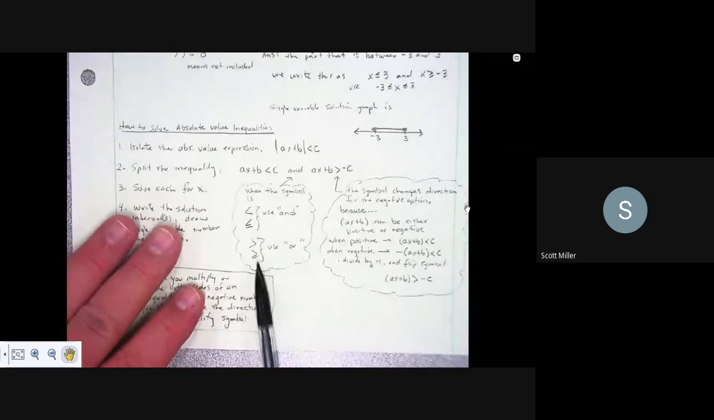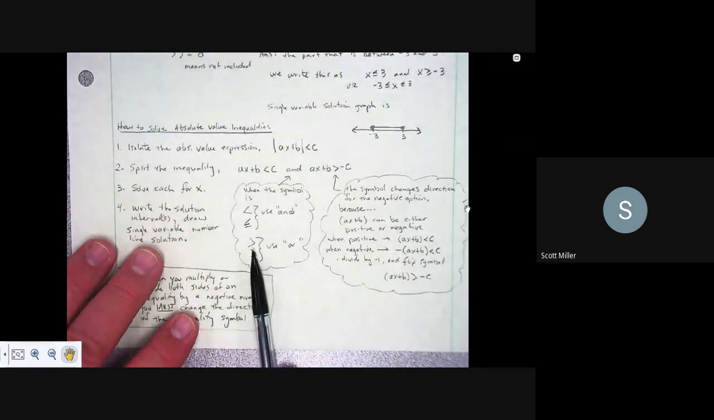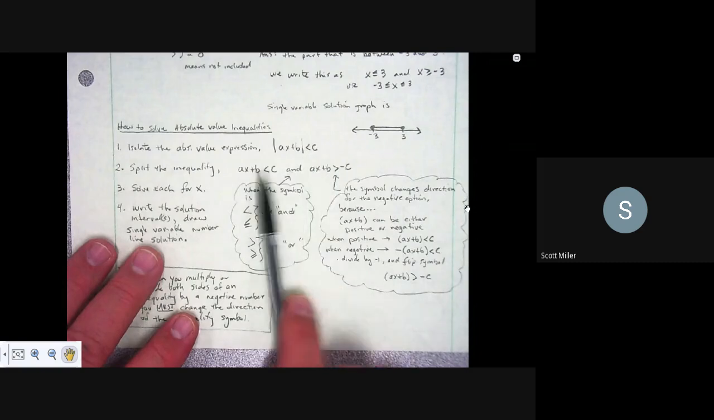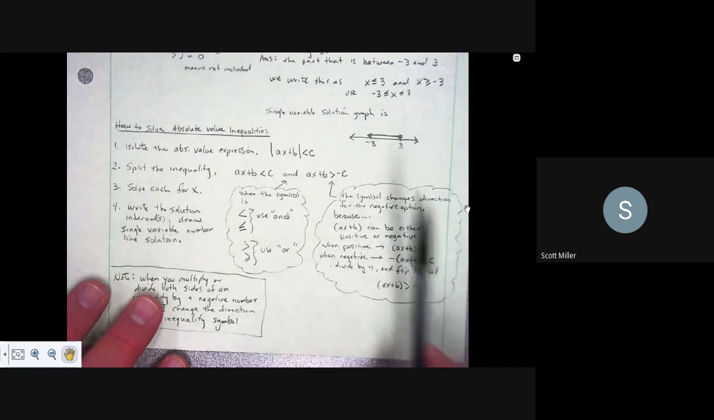Now, here's where it gets a little tricky. If I have these two symbols, see how they both are less than symbols. If that's the symbol being used, you're going to put an and in between. And that's going to mean that your answer is going to be between. But if I have one of these two symbols, you're going to put an or in between when you split it. And that means you're going to have answers that are going to be outside. It's going to be split. It's going to be over here or it's over here. So that's what those are going to be. So be aware of that. Don't forget the rule.